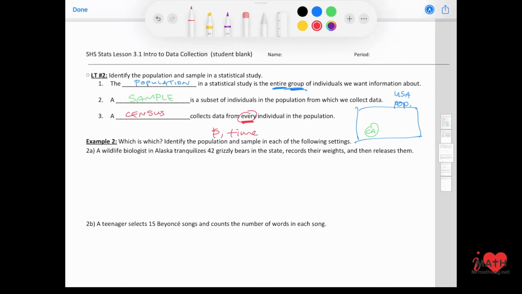All right, identify the population and sample in each of these settings. 2A. A wildlife biologist records their weights and then releases them. All right, let's use our color scheme. So we said population was blue. So what is our population here? Our population is all the grizzly bears in Alaska. And our sample, remember sample is just the individuals, so we use green. Our sample is the 42 grizzly bears in the state.